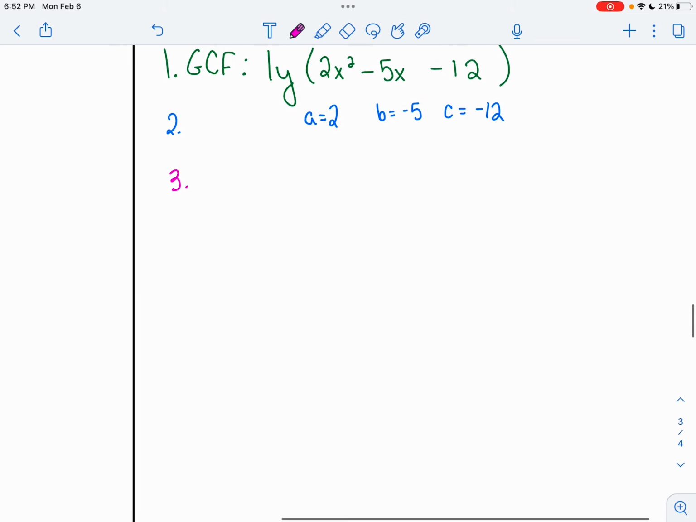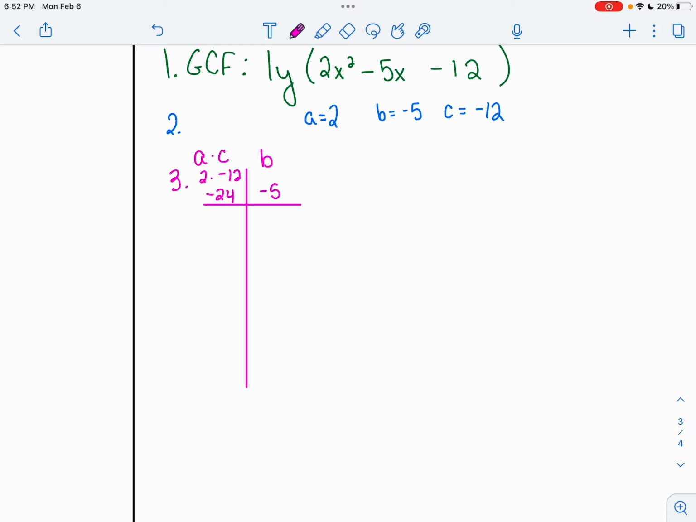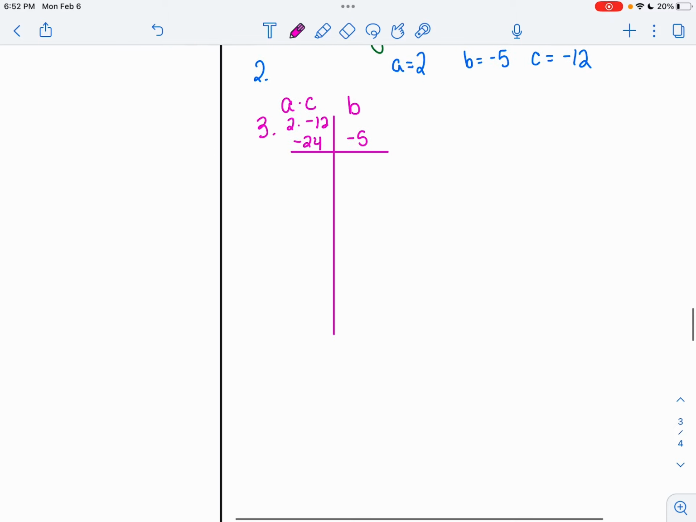Number 3. You will make this fun-filled chart. You will have to put A times C here and B here. That's 2 times negative 12, which is negative 24, and the value of B is negative 5. You will then count up and hope that it's in these 5 numbers. If not, you will need to increase.